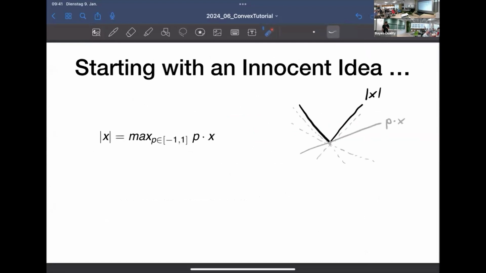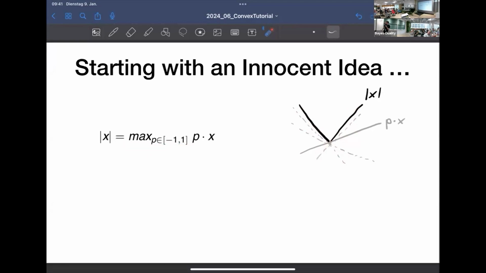Okay, so maybe I start with a very innocent idea. If I have a function here, the absolute value function that we've seen, for example, in the total variation smoothing problem, I can also write this as a maximum over linear functions. So this p is the slope of my linear function, and then I limit the slope to -1, 1, and I just consider all these linear functions with bounded slope, and if I take the maximum over them, I recover my absolute value function. Nobody should reject this, right?